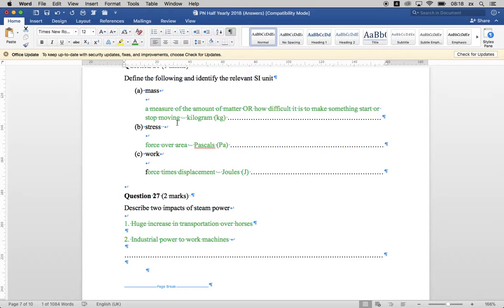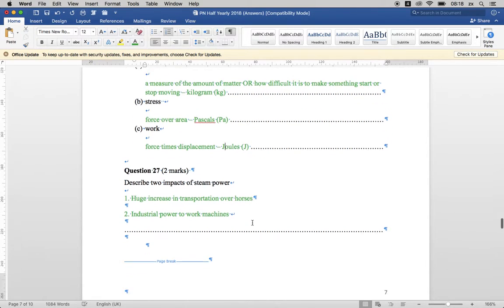Okay, work is force times displacement, or force multiplied by displacement. That's measured in joules, which is the capital letter J. Both, because these are named after people, the same as Newtons, they are a capital letter. Watts also has a capital letter.